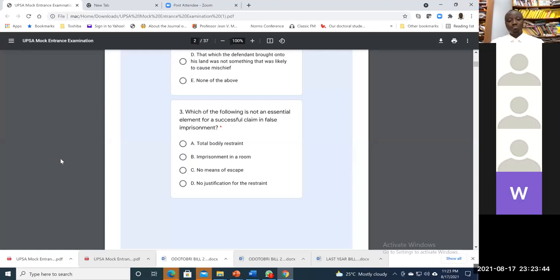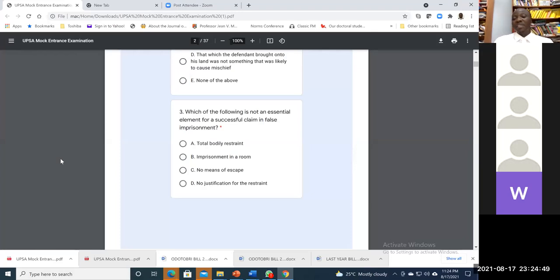B, imprisonment in a room. Imprisonment in a room is a false imprisonment, but as I said, it need not always be that. So let's look at the other one. C, no means of escape. Yes, no means of escape is definitely an element. D, no justification for the restraint. If you have delimited space a person cannot move away from, and you have no lawful justification for doing that, you have falsely imprisoned the person. But the emphasis is on "not an essential element", meaning that all the elements here are applicable for false imprisonment, but one of them is not very material, and even without it, you can still talk of false imprisonment.